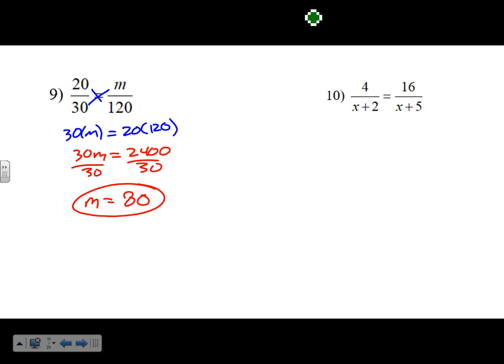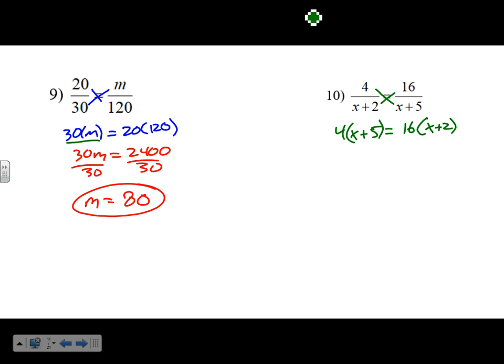Now, number 10, this is where it gets a little bit more complicated. A lot of people, this is a mistake they make. 4 times x plus 5, and so they do 4 times x plus 5 like this. That's not the case. That's why I always put these in parentheses, because it's 4 times (x plus 5). If you just put 4x plus 5, that's not right. So make sure you're doing that. Same thing with this. It's 16 times (x plus 2). Now again, you could do it the other way, (x plus 5) times 4. It's just a little bit weird to distribute that way, so I always put the binomial second, if possible.